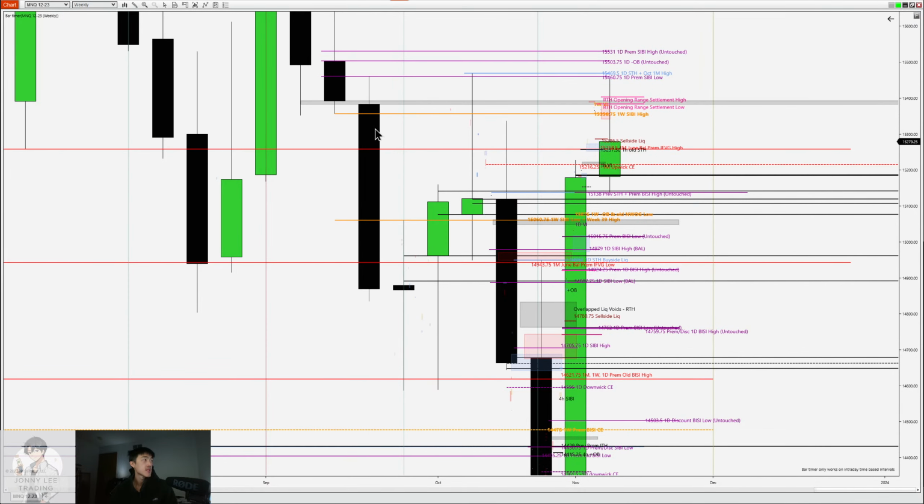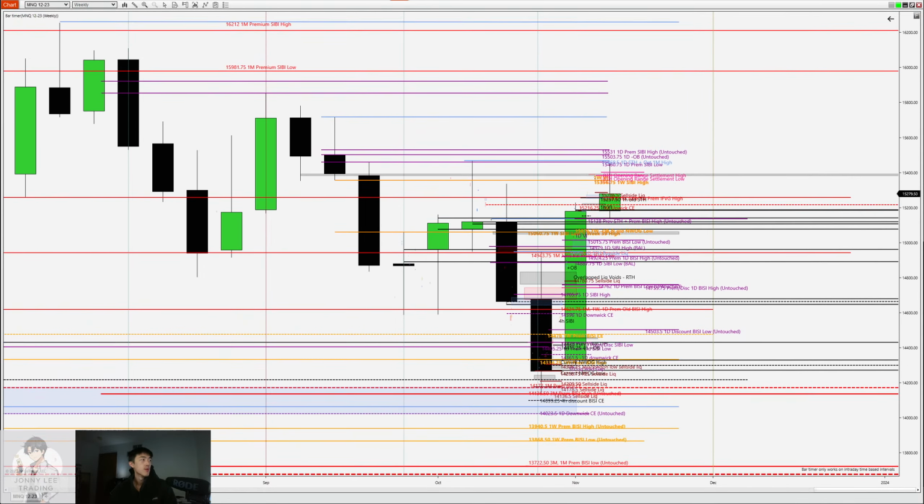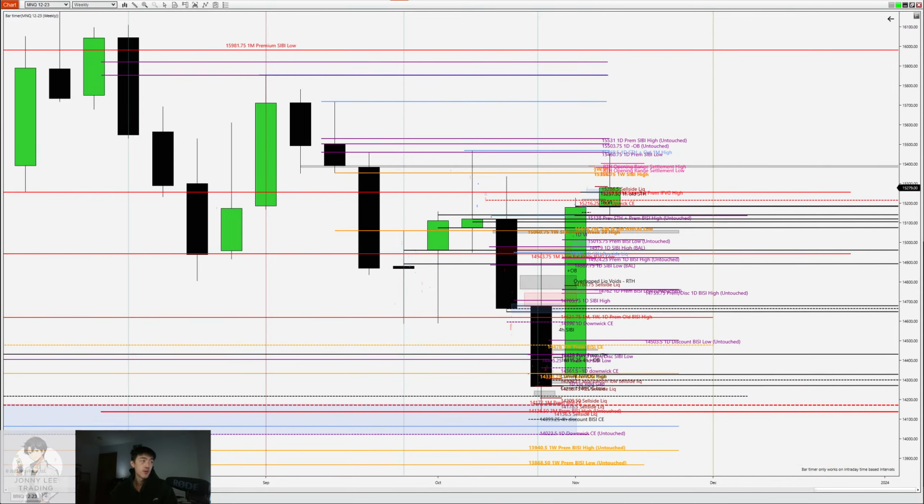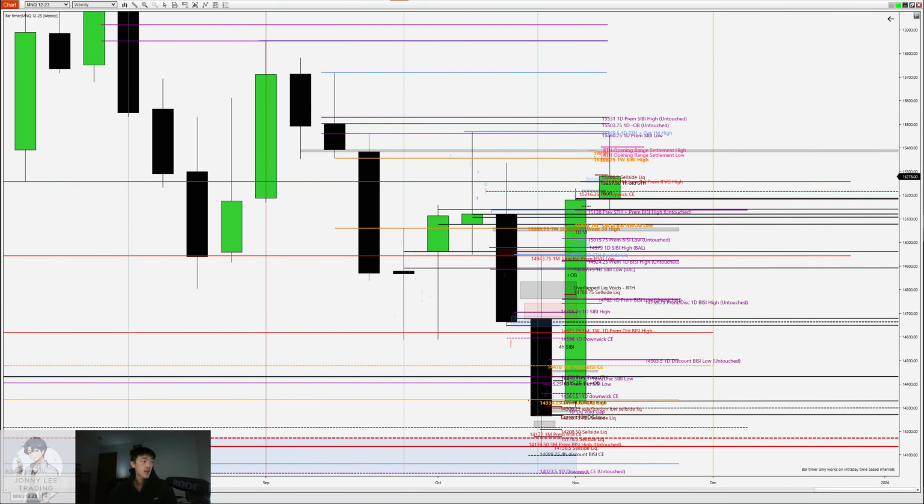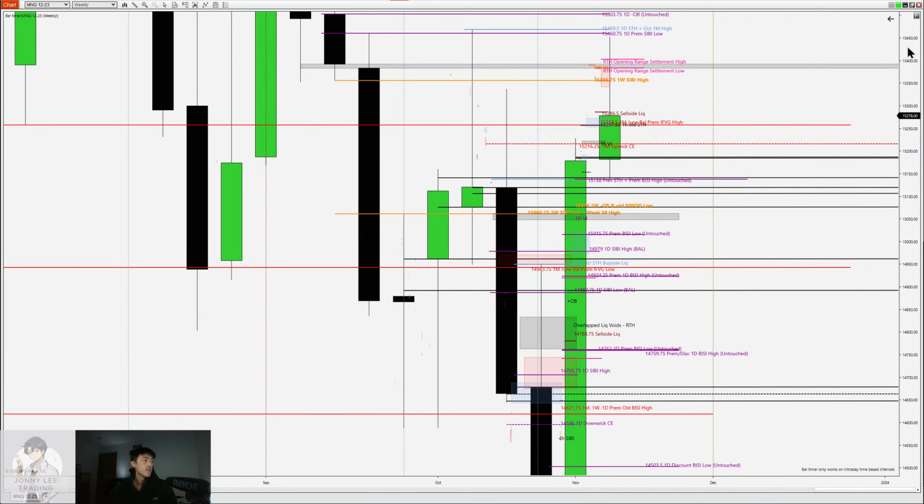So we haven't seen price trade up and through that as well as down to it. We've only seen wicks go through it so far. So at some point those will get closed, but we don't know exactly when.